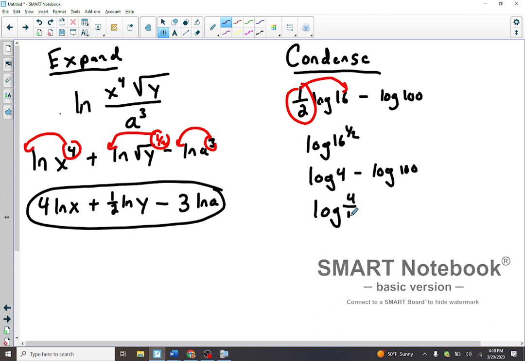Divided. So 4 over 100. Notice it's one log. I find many. You make it 25. So you're going to make it log 25? 1 over 25.